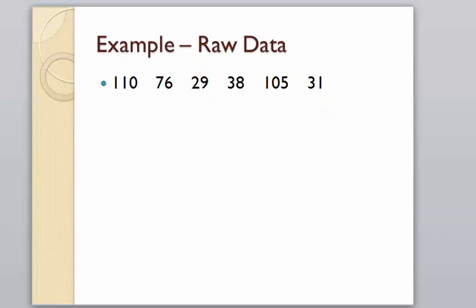I kept the data set very small so that we can work through it quickly. We have six data values, and we'll begin by finding the mean. Remember that in order to find the mean, you simply want to add up your data values. I'm just writing our formula down real quick. So we want to sum our data values up. We'll add 110, 76, 29, 38, 105, and 31. And that gives us a total of 389.